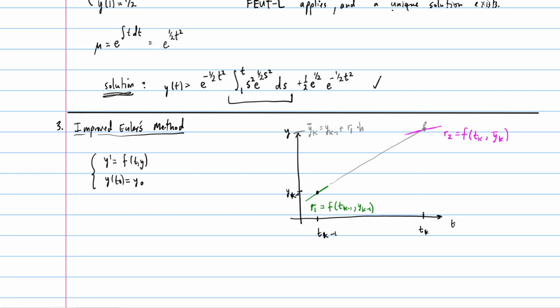And then what we can do is come back over here. We can pull this slope back over here. How do we do it? Well, we just take this slope and apply the same logic that we did over here, but with this slope r2 instead of r1. And then we follow this out until we get directly above t_k.